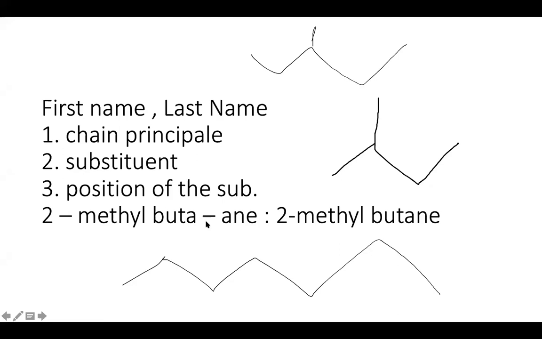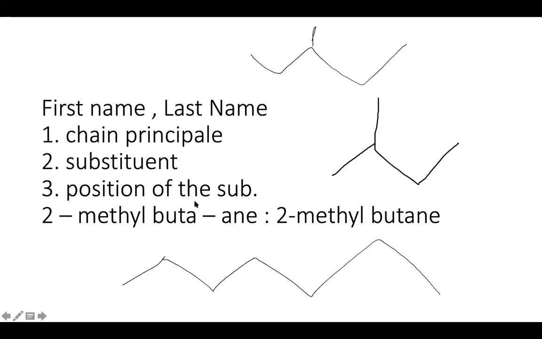Then at the end, we're going to have a suffix. What I did here is what the formula states: we are supposed to have a prefix. This prefix shows that we have 4 carbon atoms, and this suffix shows that we have an alkane. That's the function we are looking at.